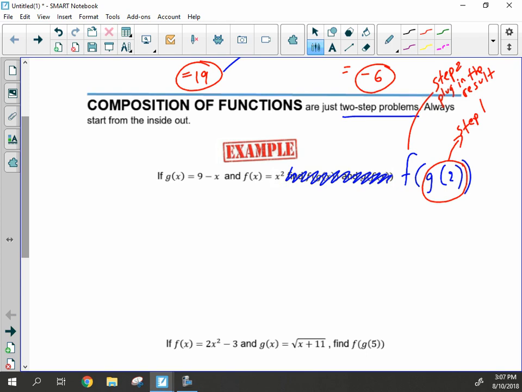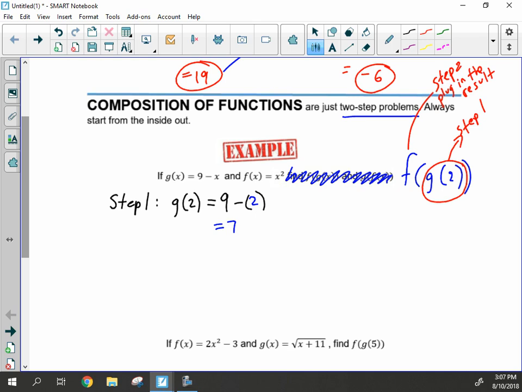So I'm going to actually work this problem out. I'll break it up into 2 steps. I'll try to color code it so it makes sense. So step 1 is find G of 2. We know from yesterday's notes that we're going to use the G function. So it's 9 take away parentheses, and we want to plug in 2. We work this out, it gives us 7.